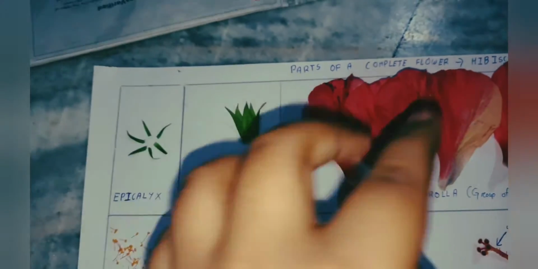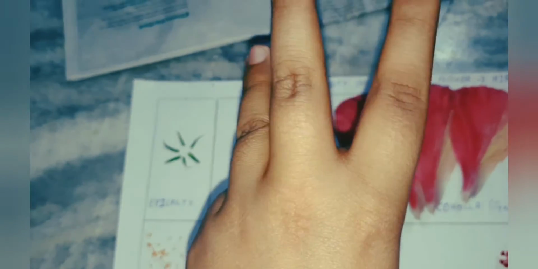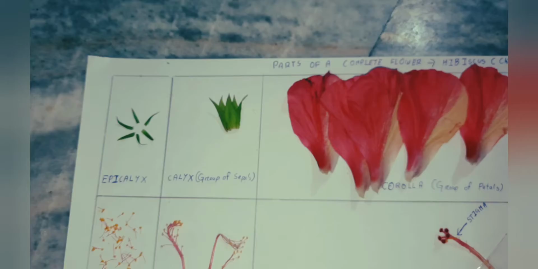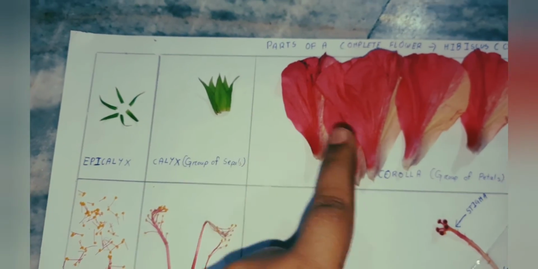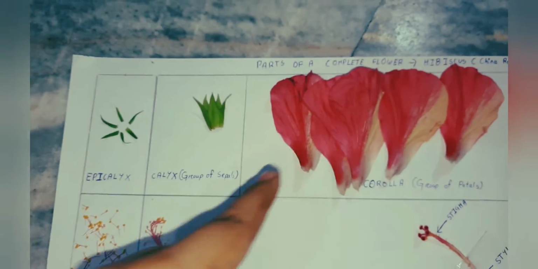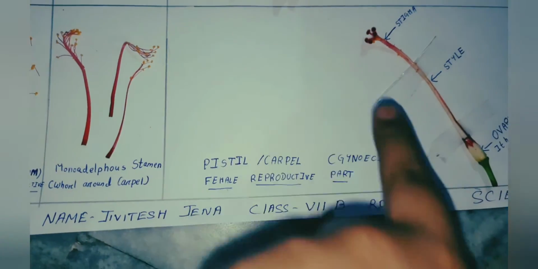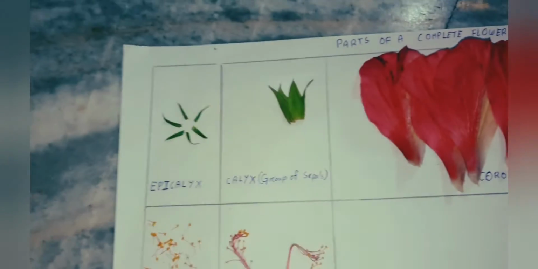So, a flower mainly has four main whorls or parts, and these are: the first one is sepals, then the petals, then the stamen, and then the pistil or the carpel. So let's learn it very briefly.